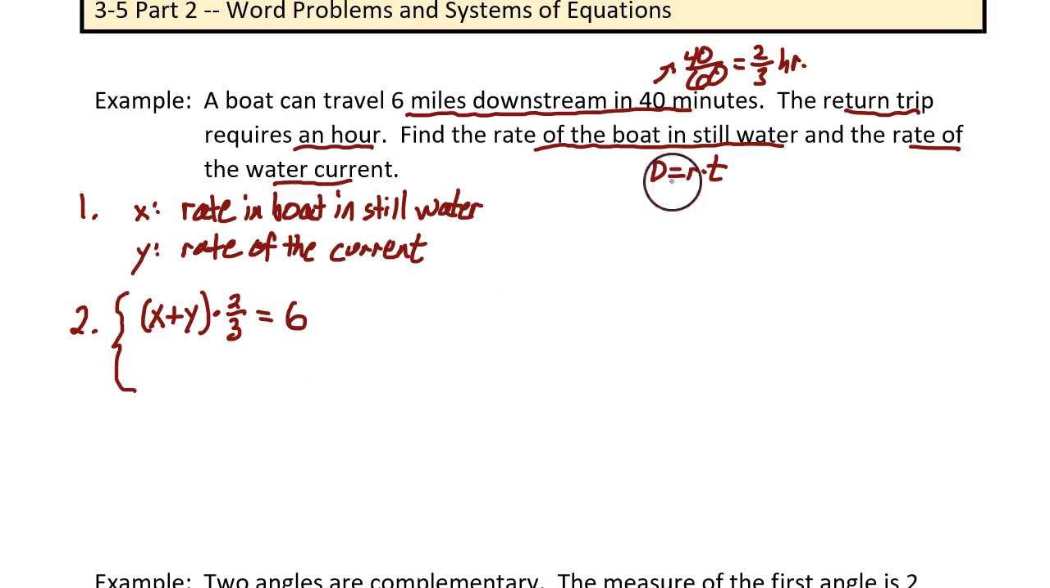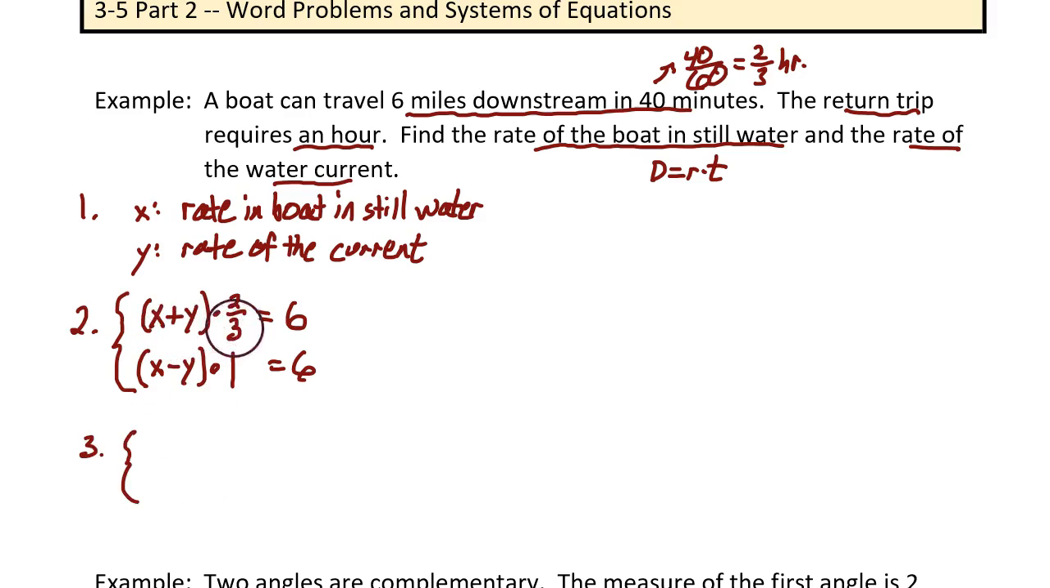Now let's make an equation from the second sentence. The return trip when the boat is moving against the current takes an hour. The overall speed of the boat when it's moving against the current is equal to the speed of the boat in still water minus the rate of the current. Now let's multiply by time to equal the distance of 6 miles. The time is 1 hour. Here are 2 equations that have X and Y written as a system.